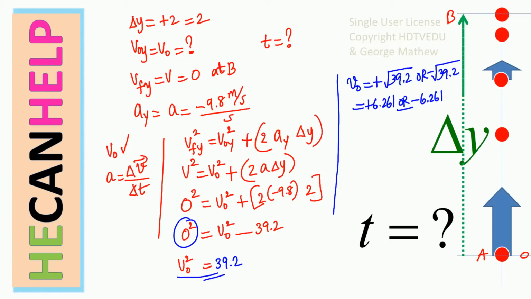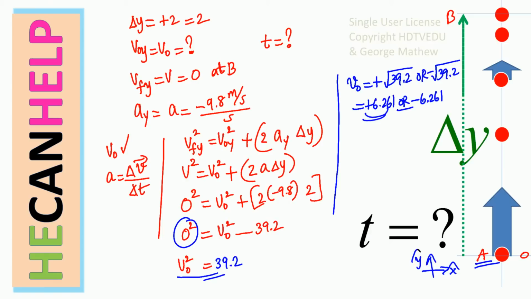But we know something else. What is it that we know? We know that we threw this object vertically up at point A. The velocity has to be positive because we define positive x as to the right and positive y as vertically up. So for that reason, we choose the positive solution for the initial velocity along the vertical at point A.